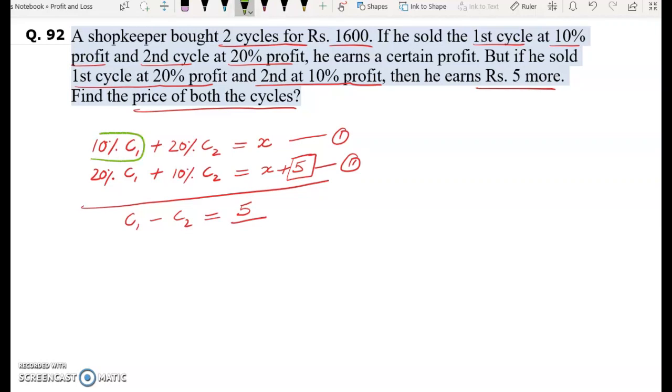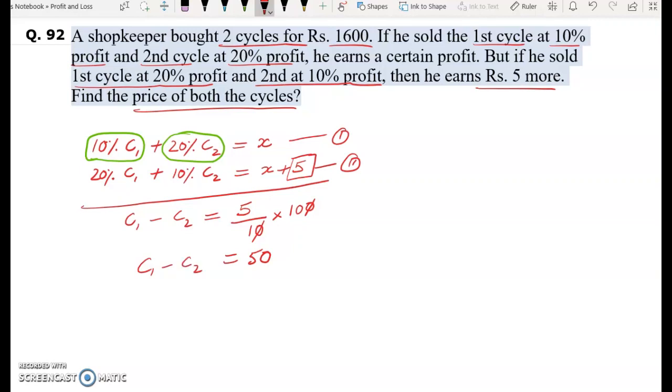The difference in profit will be how much? This is 10% and this is 20%. So 20% minus 10% is 10%. So we will divide this by 10%. So divided by 10 into 100. So C1 minus C2 will be how much? 50. So this is C1, cycle 1 minus cycle 2 is equal to rupees 50.